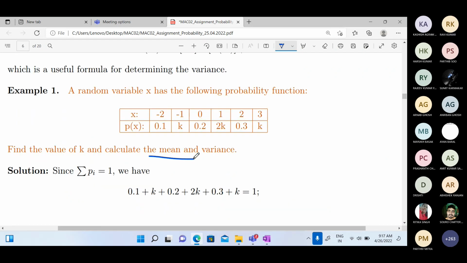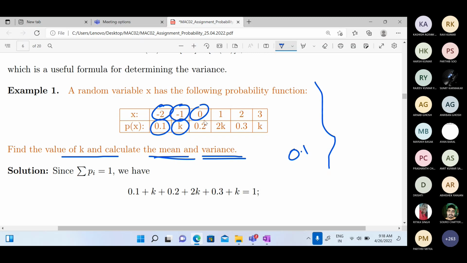Calculate the mean and variance. You see this question can come in your exam. The first part is fine, and for the second part you need to remember what the mean and the variance are. You previously learned that the mean is the summation of xi into p(xi). That means -2 into 0.1, plus -1 into k, whose value you have already found as 0.1, so -1 into 0.1, 0 into 0.2, 1 into 0.2, 2 into 0.3, and 3 into 0.1. After adding this, we get the mean.